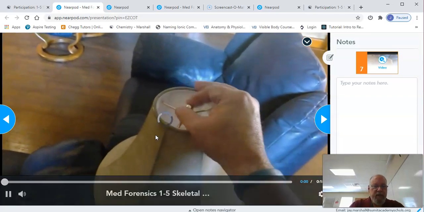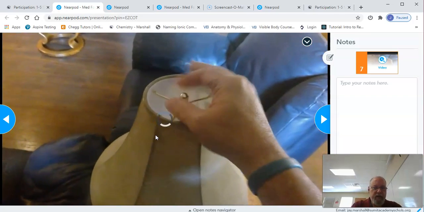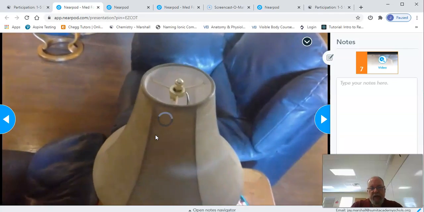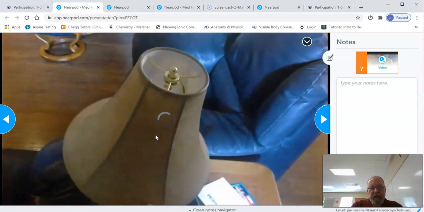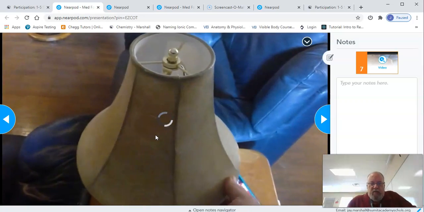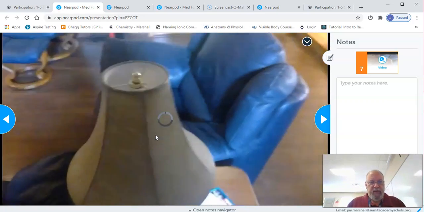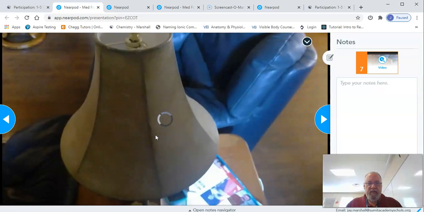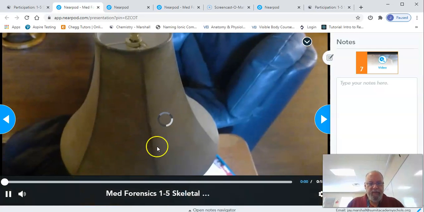So we have a lampshade, and I'm unscrewing it. And notice how wobbly the lampshade becomes. This is a lot like your pectoral girdle. If you wiggle your shoulders up and down, you can see the similarities in the motion. Okay, so I'm going to go ahead and go to the next slide.